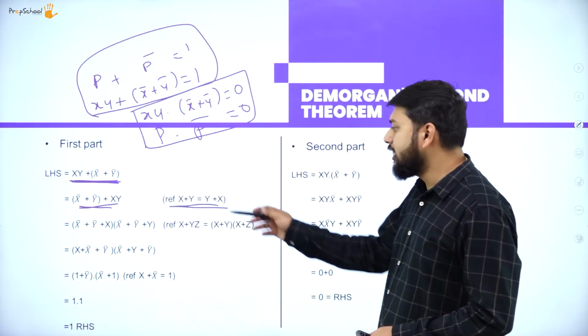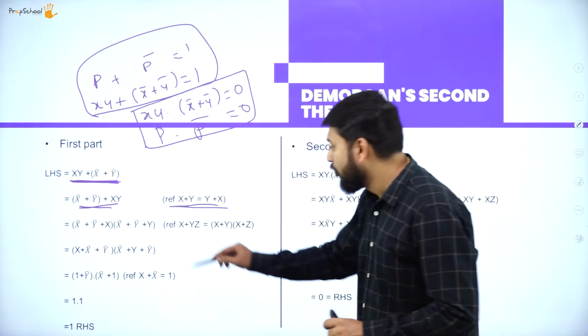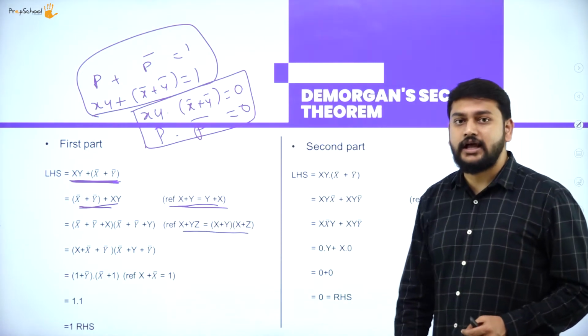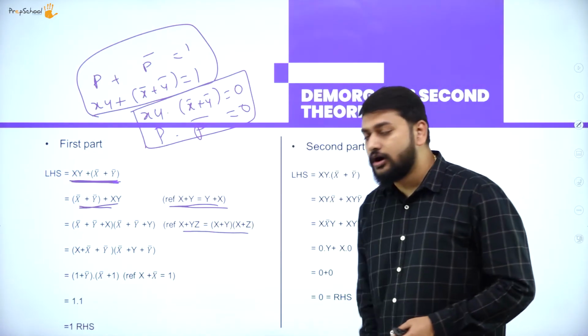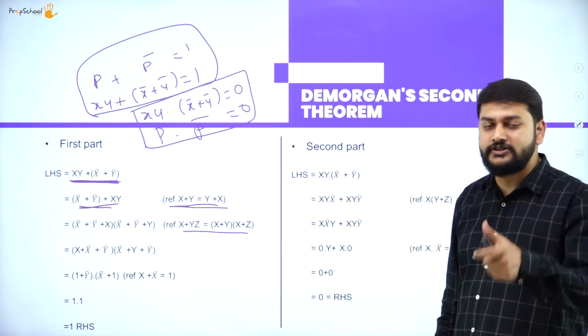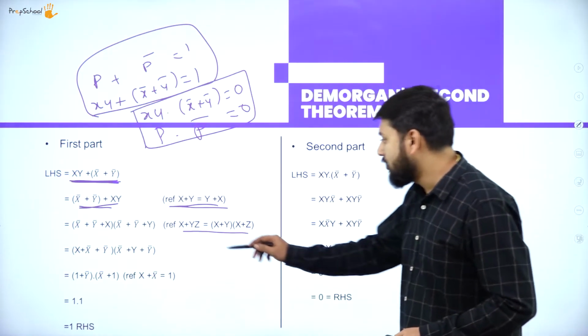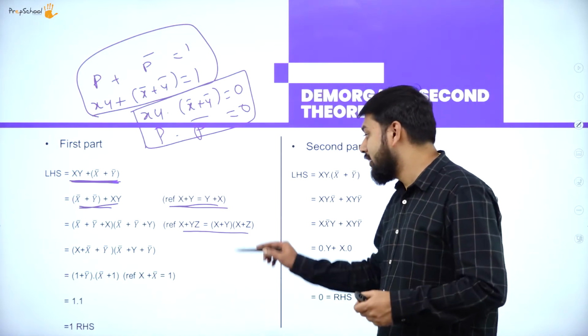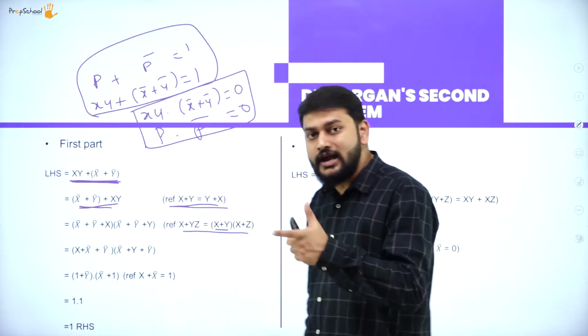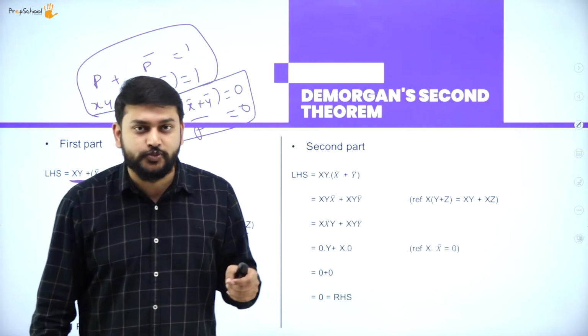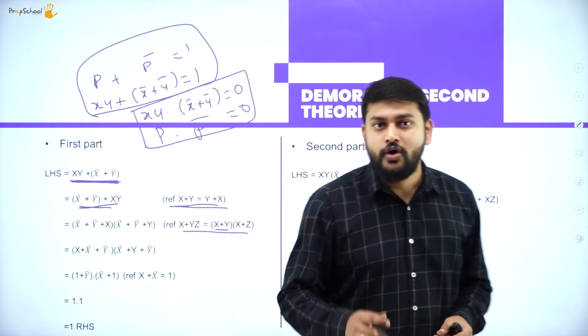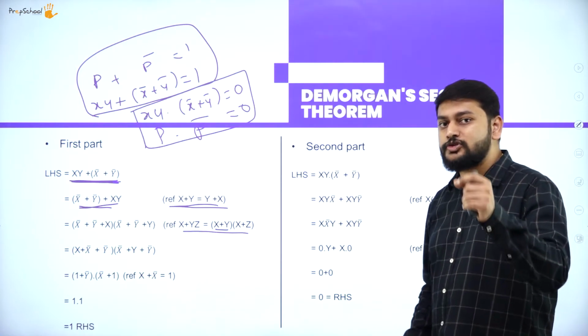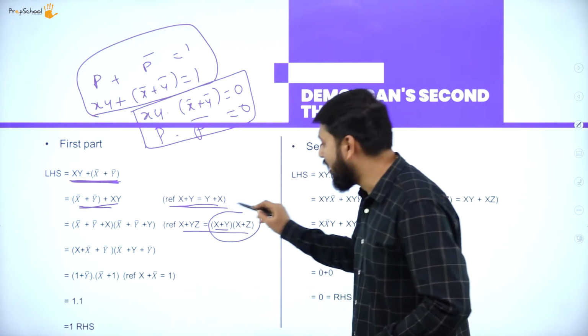So what is the next step that we have? Before understanding the next step, we need to know the next law. I think you all know this law, we have used it in the previous theorem. It is the distributive law: x plus yz is equal to (x plus y) into (x plus z). That's what you need to remember. x plus yz is equal to x plus y into x plus z is what you need to remember. This is very, very important.